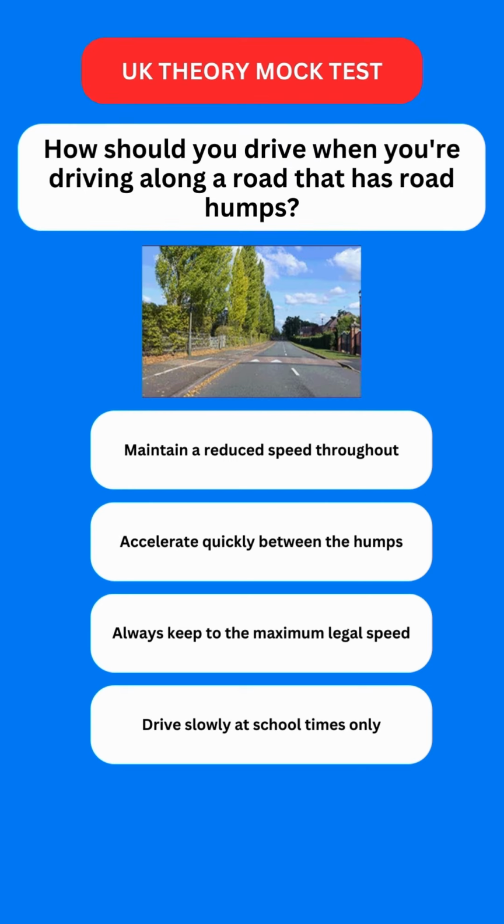Next question is, how should you drive when you're driving along a road that has road humps? Options are maintain a reduced speed throughout, accelerate quickly between the humps, always keep to the maximum legal speed, or drive slowly at school times only. So the correct option is the first one. In this case, you should maintain a reduced speed throughout the area.